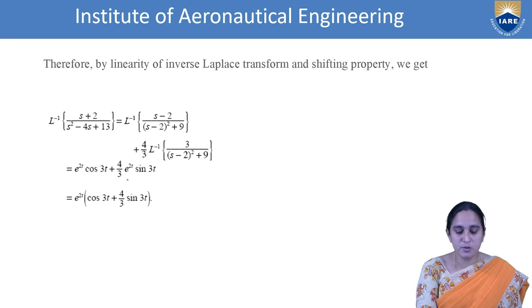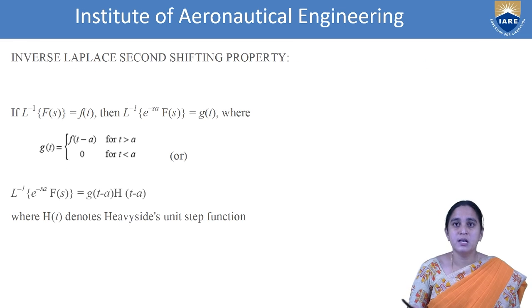Therefore, what is common in both the terms? e power 2t is common, that is e power 2t into (cos 3t plus 4 by 3 into sine 3t). This is one more question on first shifting property. Next, inverse Laplace second shifting property.